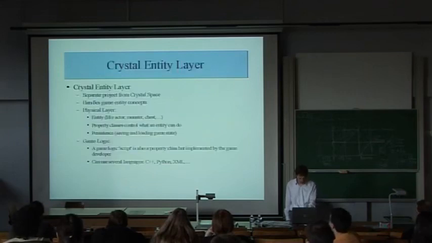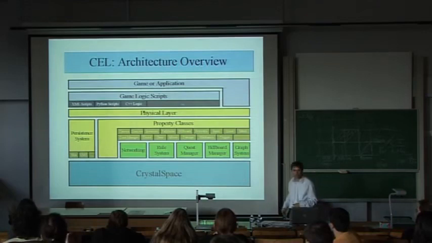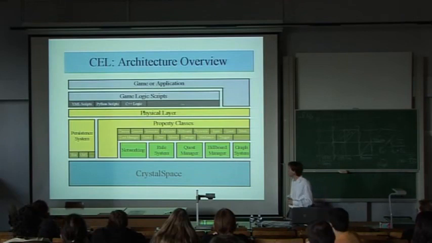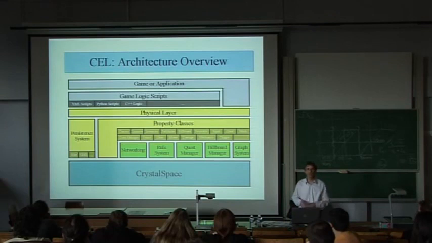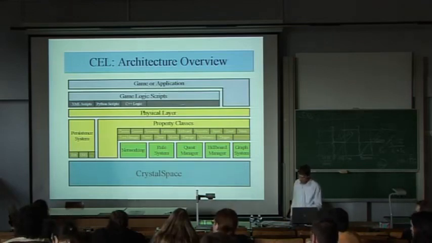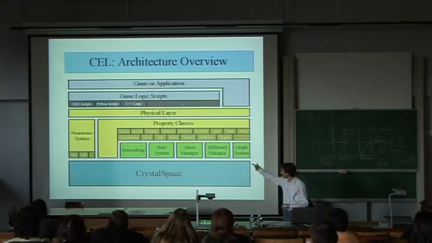Then Crystal Entity Layer, and I will just show you the overview here. It sits on top of crystalspace, and it adds the notion of game entities, of game concepts. It does that by defining entities. An entity is a typical object in a game world. It can be something that has a visual representation, but it can also be something that just handles game logic, so it doesn't have to be visual. And you can attach functionality with the property classes. So if you want, for example, an entity that represents the player, it will typically have a camera, so you attach the camera property class.